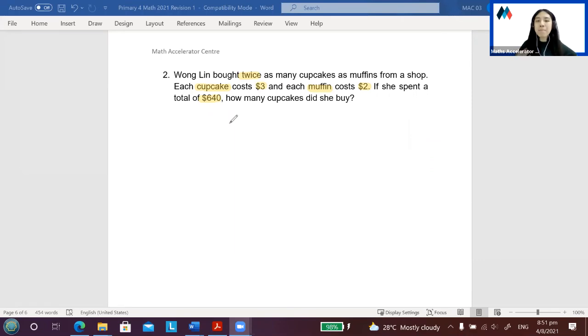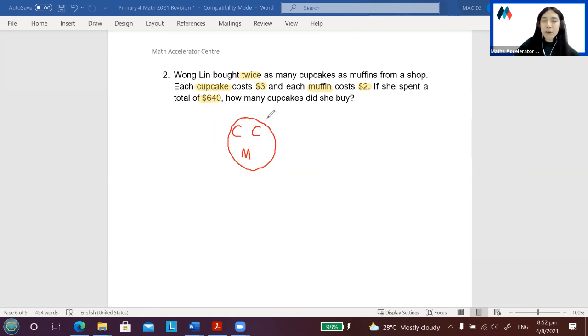What is the minimum number of cupcakes and muffins Wong Lin could have bought? It would be 1 cupcake. Sorry, why is this yellow? Bought twice as many cupcakes as muffins, right? So 2 cupcakes and 1 muffin. This is the minimum number of things that Wong Lin could have bought. So whatever the actual number of cupcakes and muffins that Wong Lin bought, it must be some multiple of this, like this times 12, for instance, or this times 15.